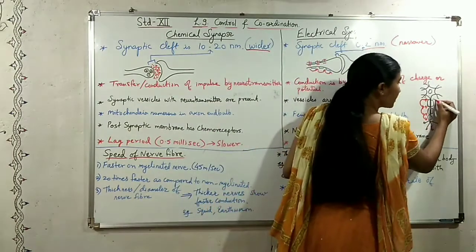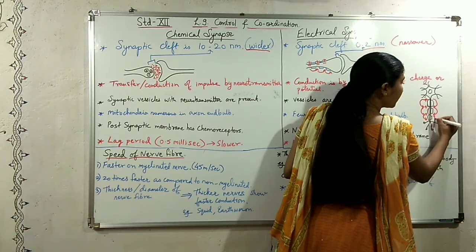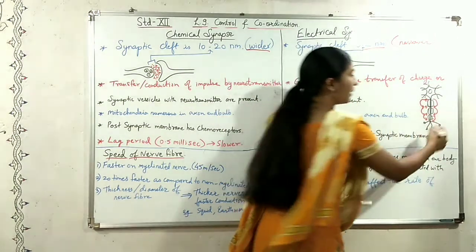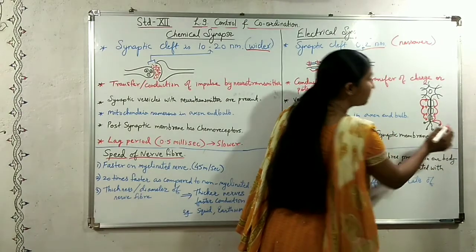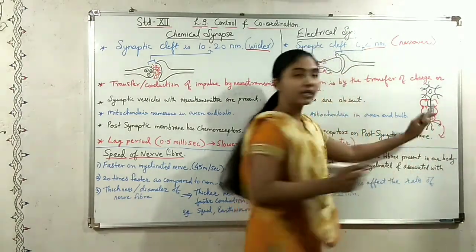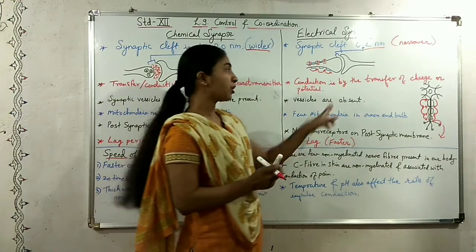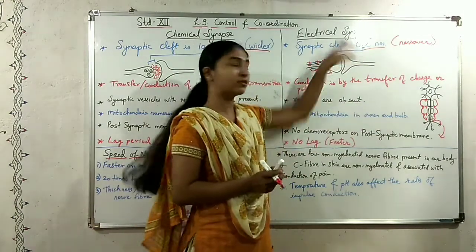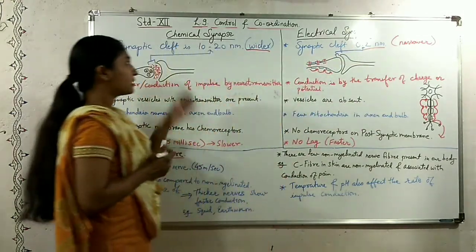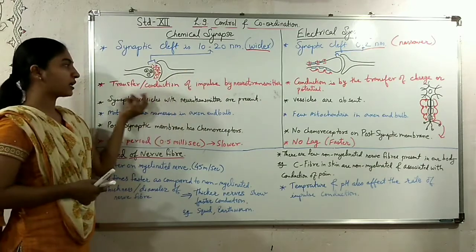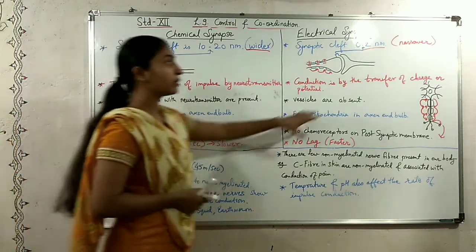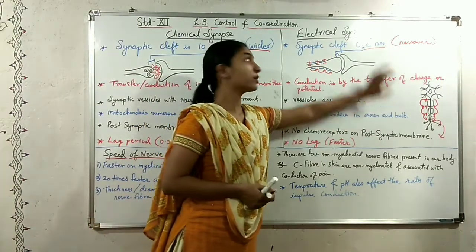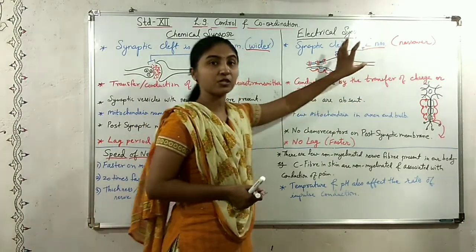Here also, these jump from one node of Ranvier to the other node of Ranvier, and from here to the axon end bulb, and from the axon end bulb to the dendrites of another neuron. In this way, the conduction of impulse is done in the case of electrical synapse. Whereas in the case of chemical synapse, the conduction is done through the chemical called a neurotransmitter. Here, no chemical is used. That's why it is called an electrical synapse.